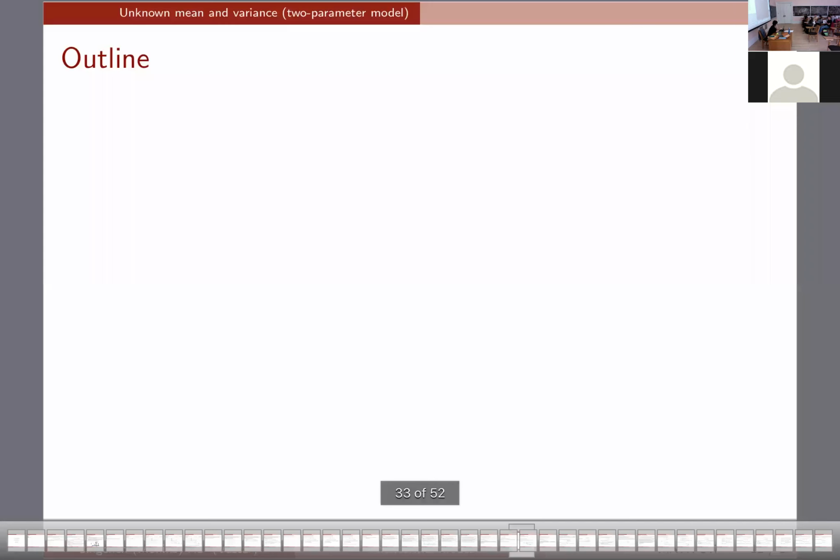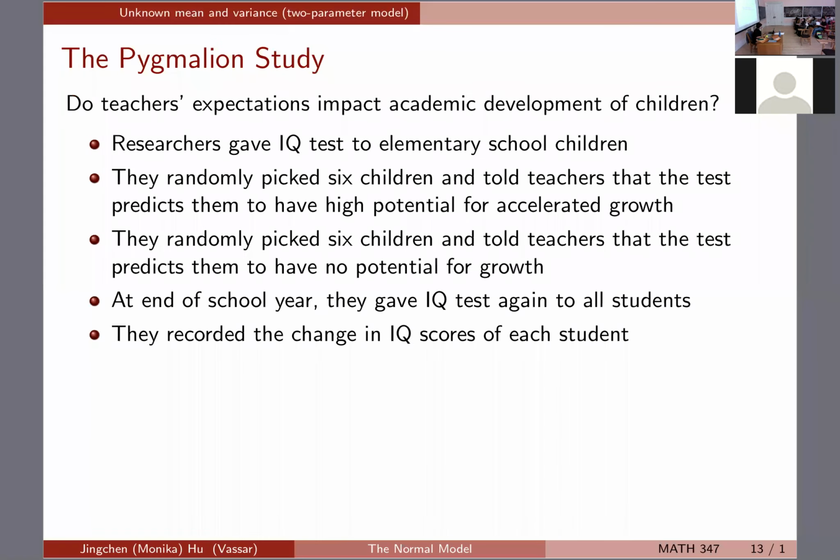Let's talk about the normal idea first, the Pygmalion study that I asked you to at least read through yourself and then talk to the groups that you get assigned to. So this is back in the normal case. It's the two parameter normal case where you have two groups, one control group, one experiment group, and look at whether the teacher's expectation is going to impact the students' or children's academic development.